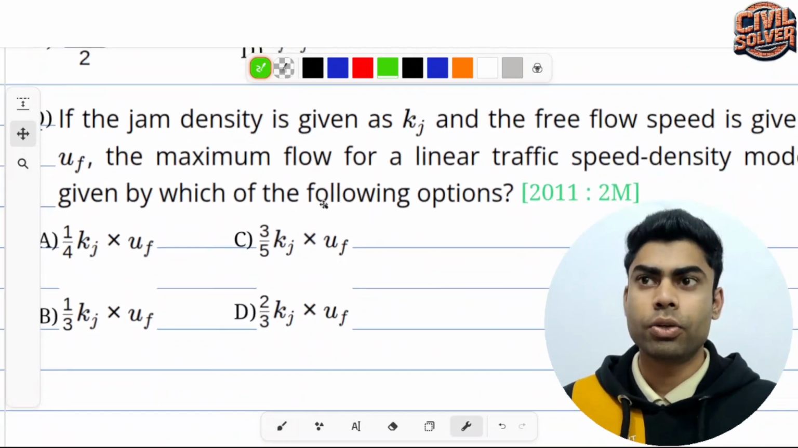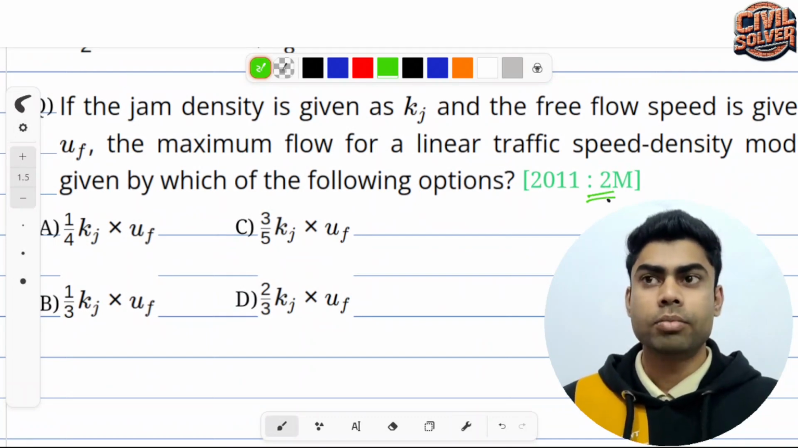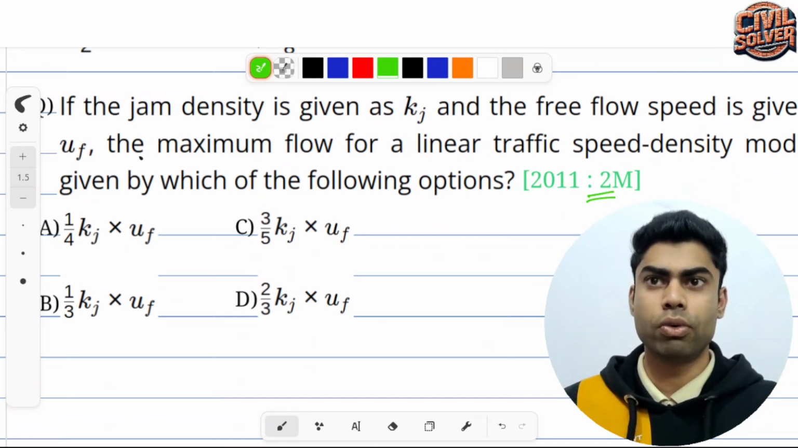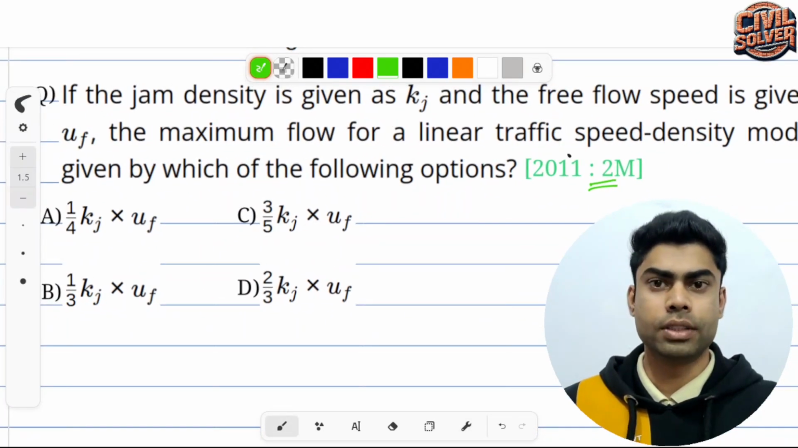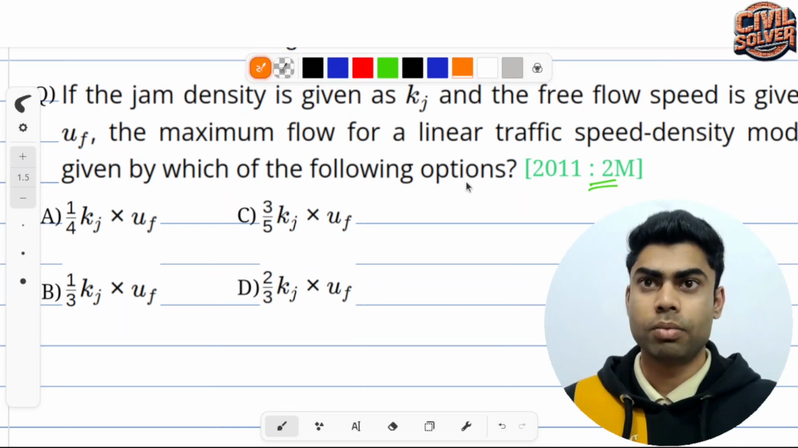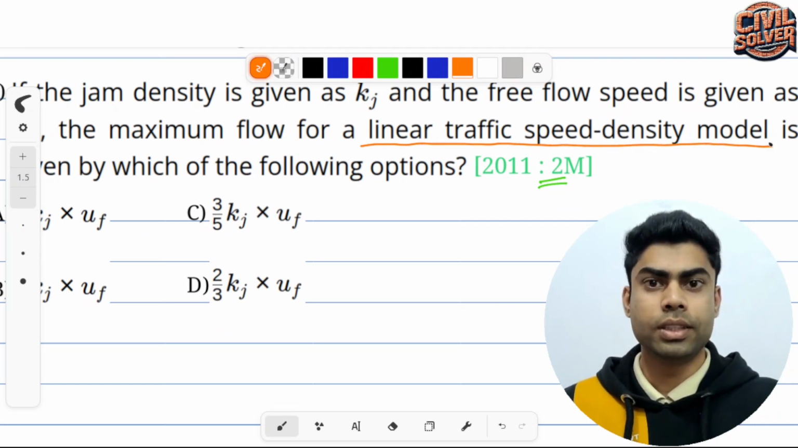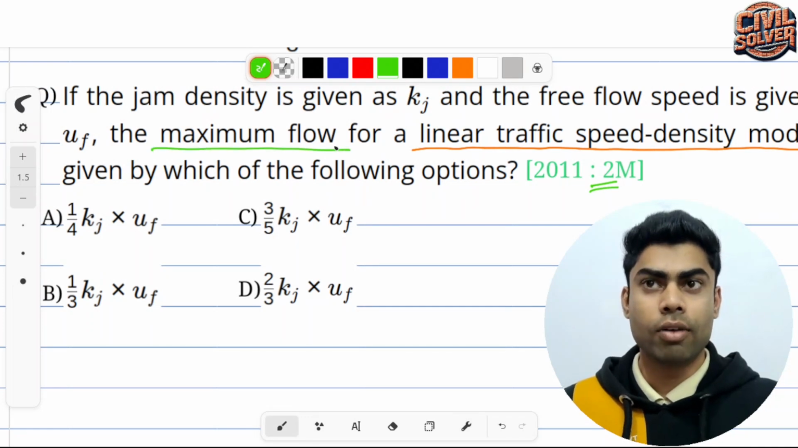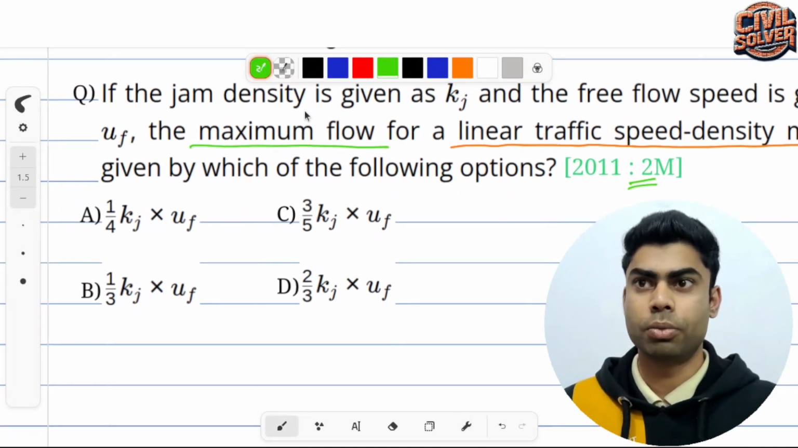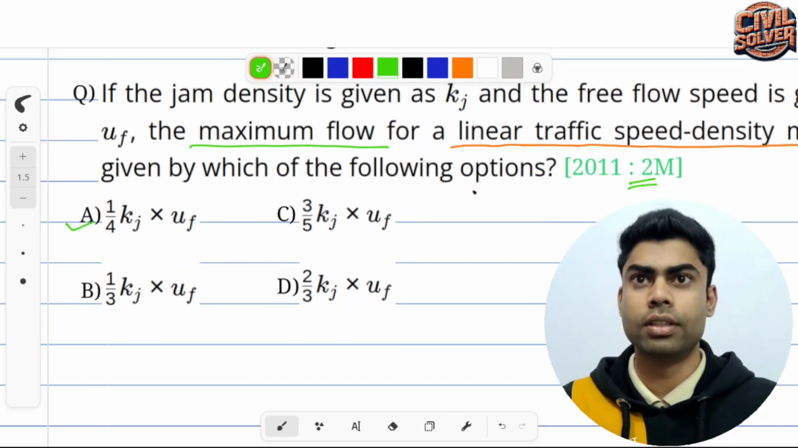A similar question was asked in 2011 as well, but that time it was of 2 marks. That time they asked if the jam density is given as Kj and the free flow speed is given as UF, the maximum flow for a linear traffic density model is given by which of the following options. They didn't say that it's a Greenshield model, but they did tell us that there is a linear traffic speed density model. That means they are talking about Greenshield's model. And for Greenshield's model, the maximum flow is given as 1/4 VF Kj. So the correct option is option A. Both are exactly the same question, only the language of the question was different.